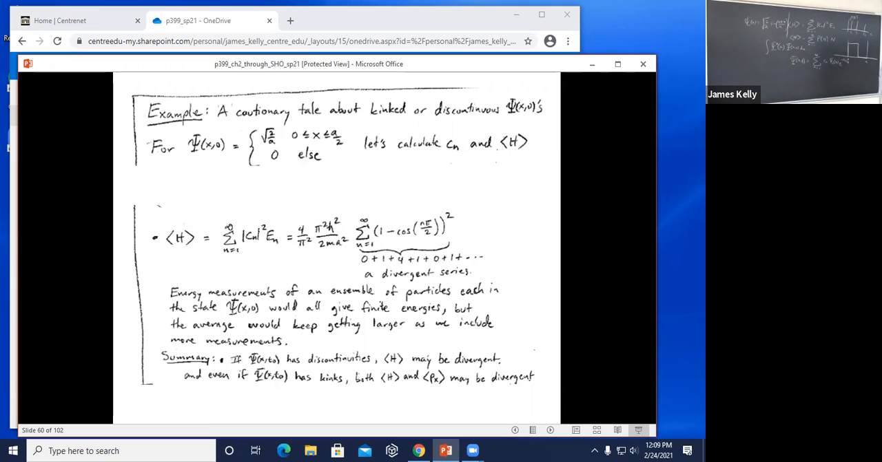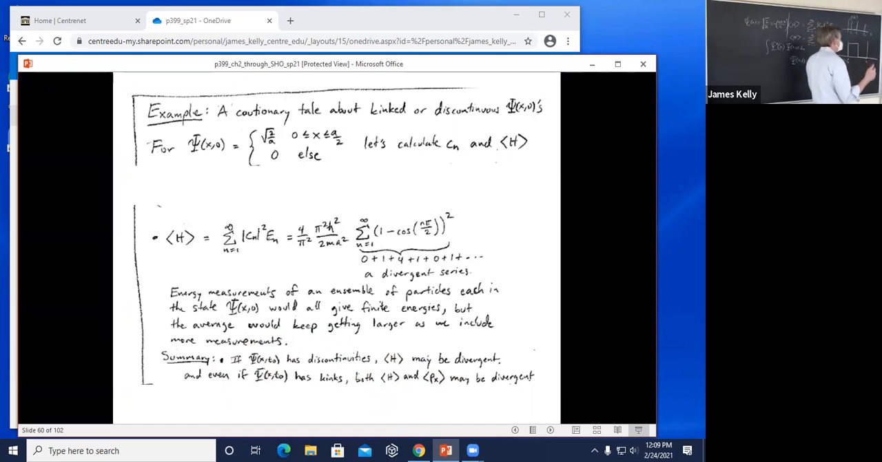Okay, so the summary is, you can think about why in terms of derivatives, because the energy operator has a second derivative in it. The discontinuities cause problems for the expectation value of H, and the momentum operator has a first derivative in it. It's sensitive to kinks as well.